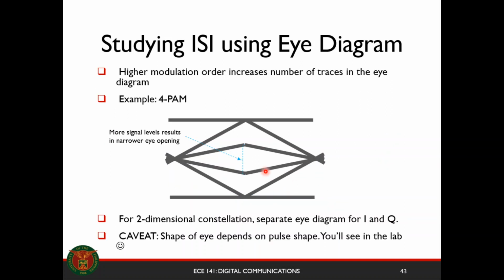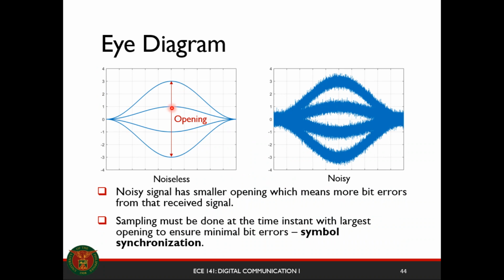If you have a higher modulation order, then the number of traces in the eye increases. For example, your 4PAM will look like this. Now, we assumed that the pulse here is a square wave, or rather a rectangular pulse. If it's a raised cosine pulse, it will look something like this. It looks more like an eye. When there's noise, it becomes noisy and you have less immunity, so the opening in your eyes is smaller. Sampling must be done at the time instant when the eye is large enough.